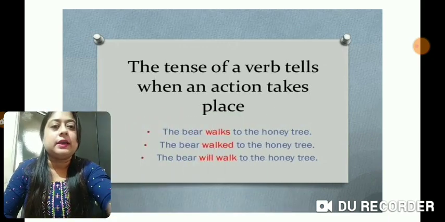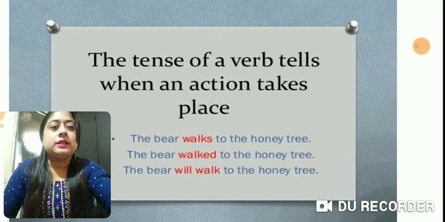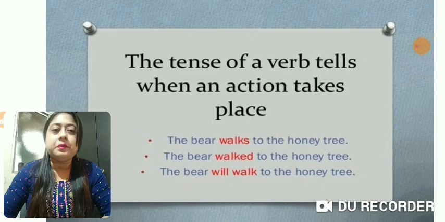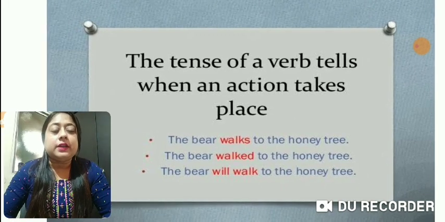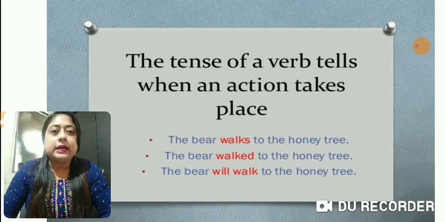So when we talk about tense, what do we mean by it? Earlier I told you that we can divide tenses into present, past and future. The tense of any verb tells about the time when an action has taken place. So the tense of a verb tells when an action takes place.